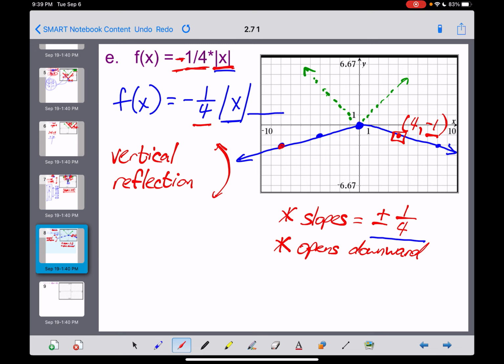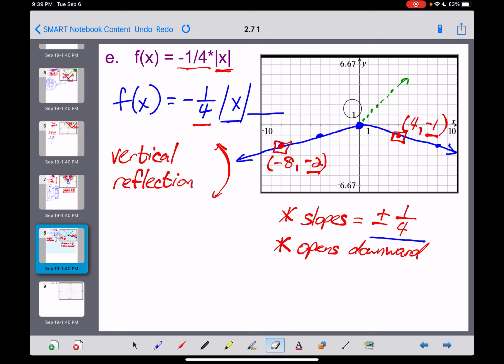How about this point right over here? Looks like negative 8, negative 2. Let's see if that one works when we plug it back in on the top. So here we go. The absolute value of negative 8 is 8. 1/4 of 8 is 2, and the opposite of that is negative 2. That point works as well. So again, if you've got one on the left and one on the right and they both work, then there's a really good chance we've got that right.